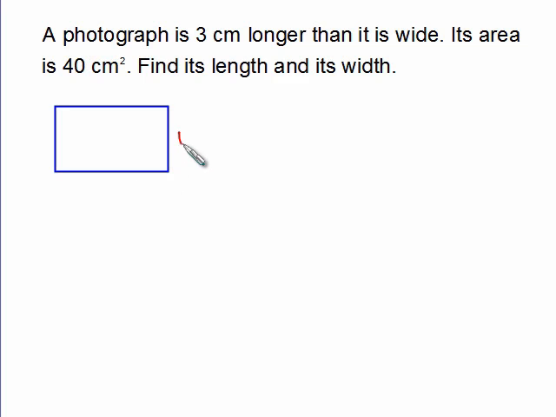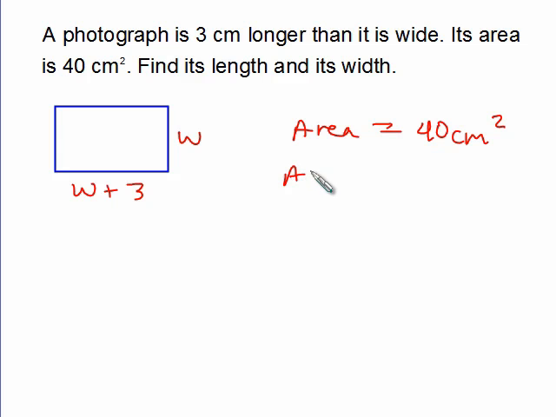So if I let the width be W, and this is 3 centimeters longer, then it must be W plus 3. And then we know that the area is 40 centimeters squared. So to get the area, I need to take the length times the width. So I know the area then is the length times the width. I'll go ahead and put my W first.